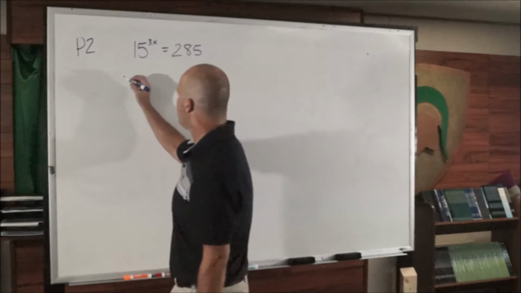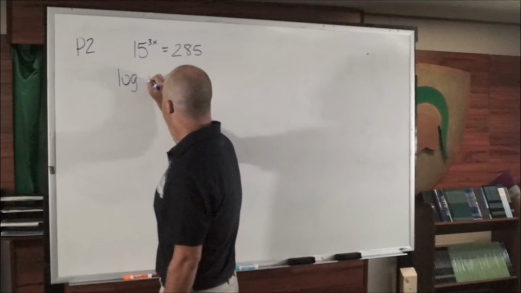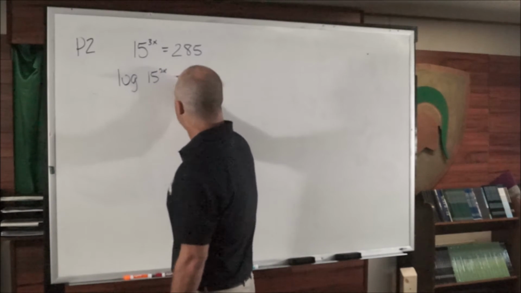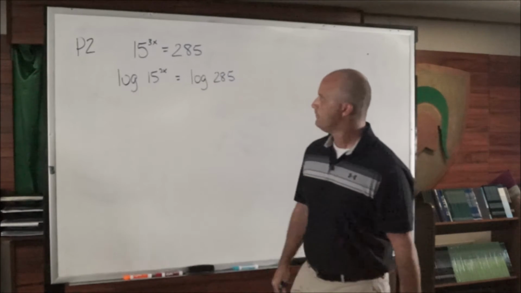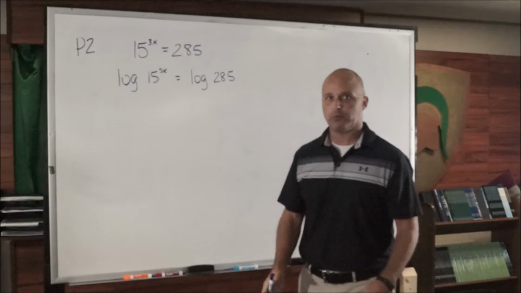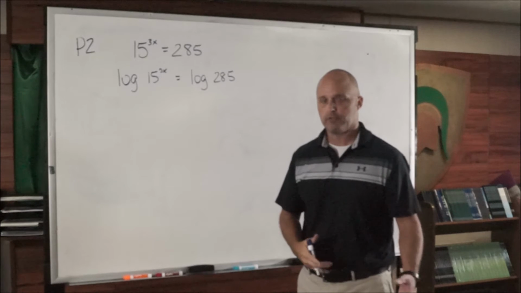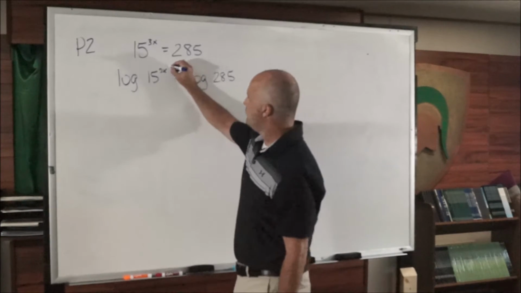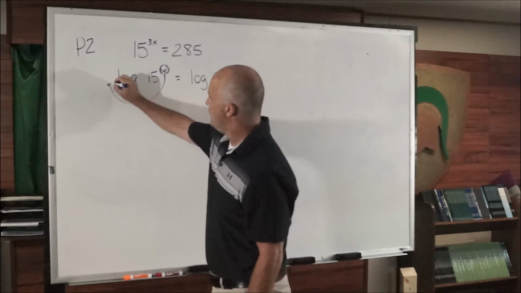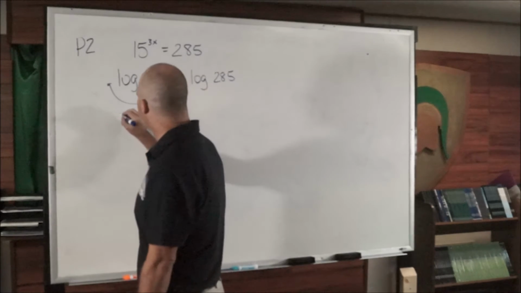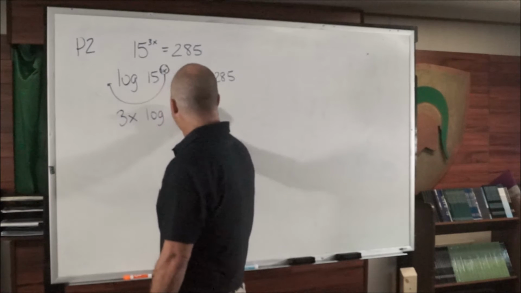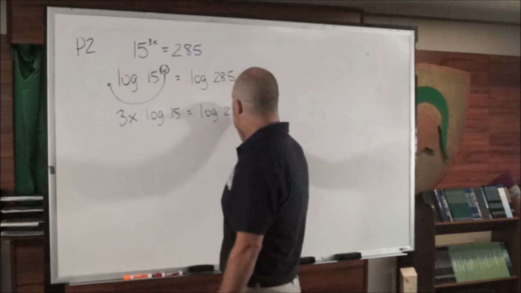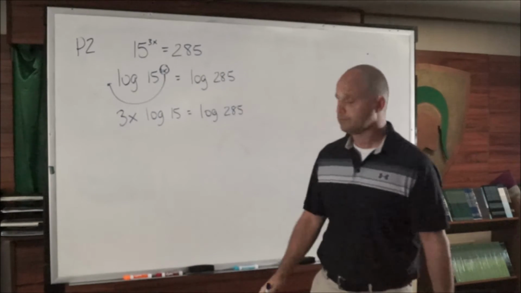So we're going to go log of 15 to the 3x equals the log of 285. So now go back to our rules for properties of logarithms. What we can do is take this 3x right here and move it down in front of the log. So we're going to get 3x log 15 equals log 285.